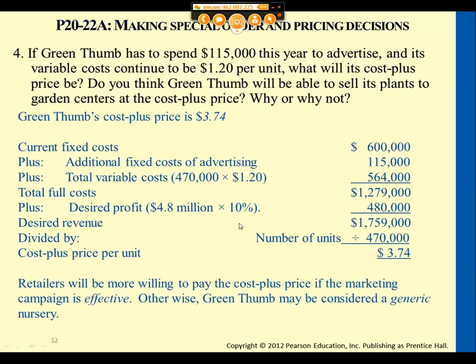Now great, so I have that, but I need to figure out what is the cost plus per unit. What I'm going to do, I'll take my desired revenue and divide it by the number of units. So I divide it by 470. That shows me that the cost plus price per unit should be 3.74.